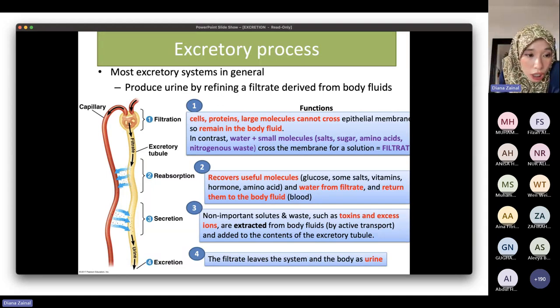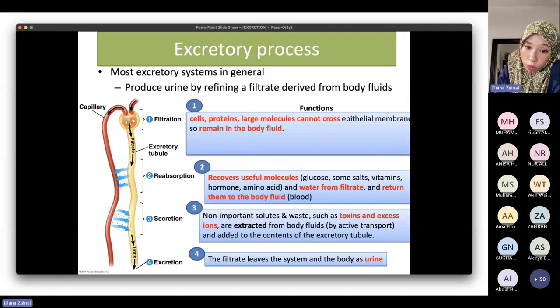So you see here, important molecules like glucose will be reabsorbed into your blood system. It may be active transport, passive transport, or osmosis, depending on what kind of molecules you're talking about. The same thing applies to secretion. For glucose, yes, glucose is active transport. You can't say reabsorption must be passive transport only. No. If you're talking about glucose and amino acids, it must be active transport.